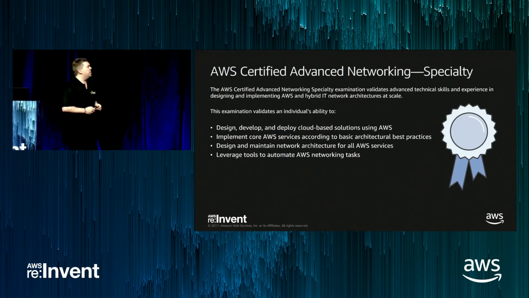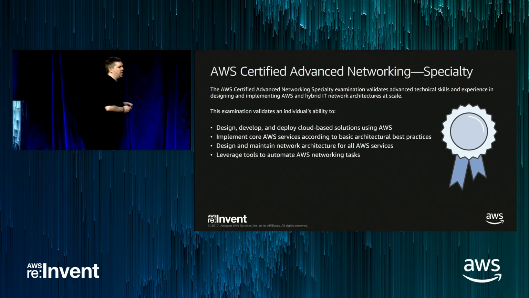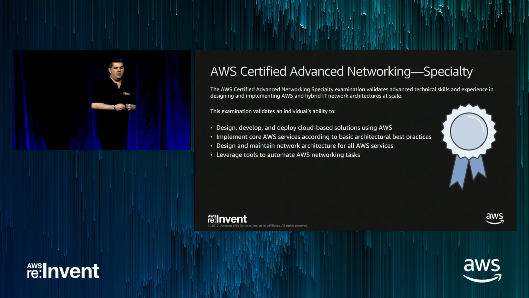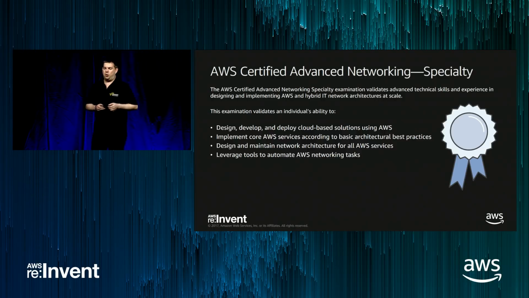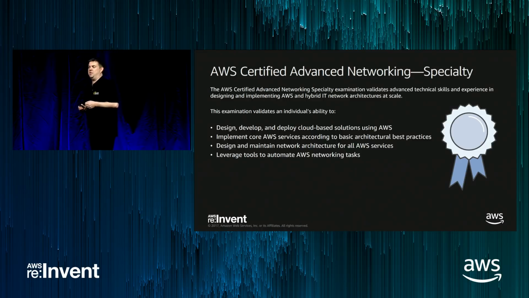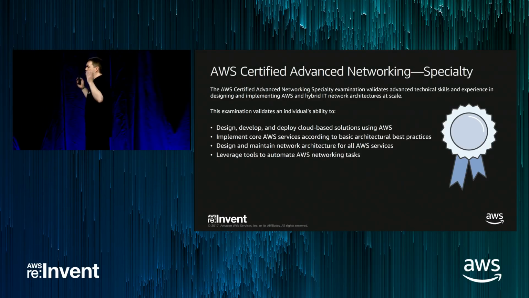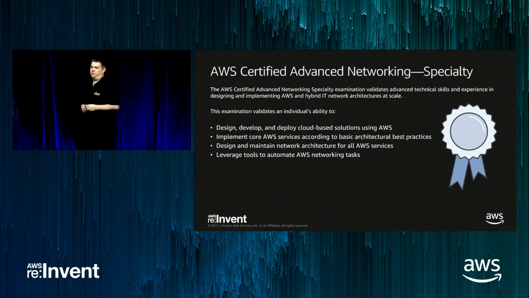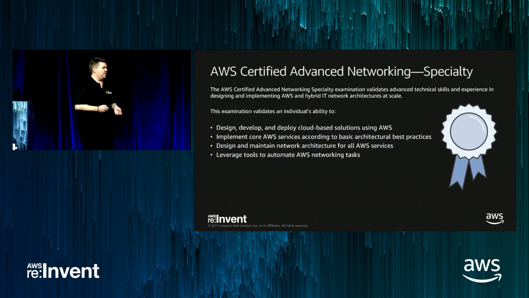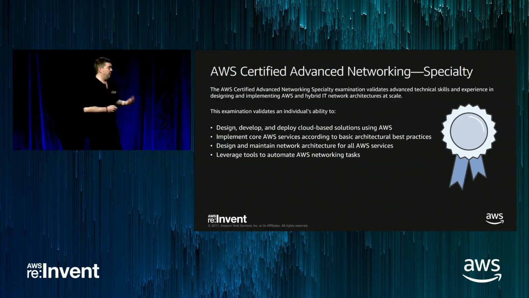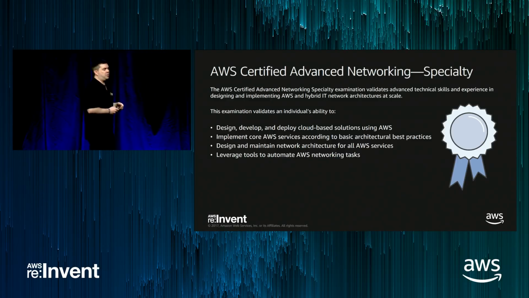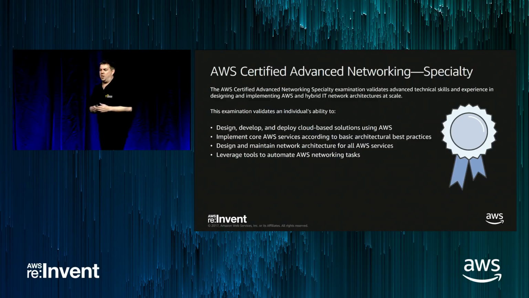If you're not aware, I wanted to mention the Certified Advanced Networking specialty that we now have. So these are for people who design, develop, and deploy cloud-based solutions using AWS, but with a very specific networking focus. If you're interested in this and you have an associate level certification already, then perhaps you might want to go and take this. You can do this on site here at re:Invent.